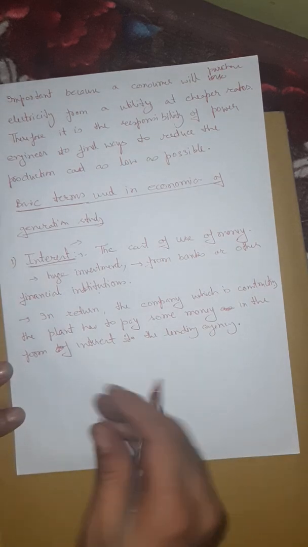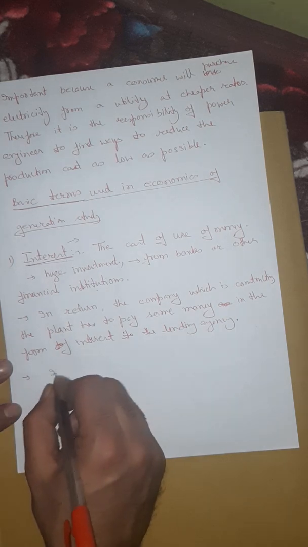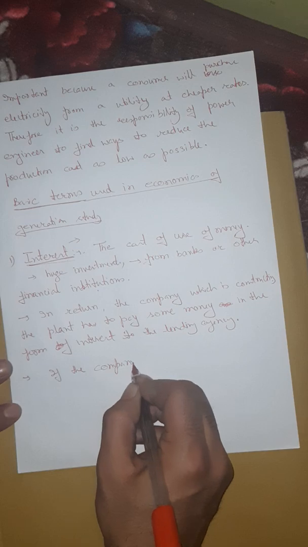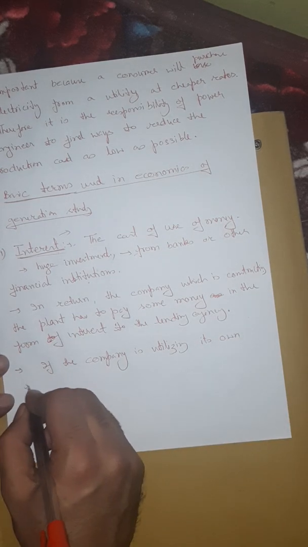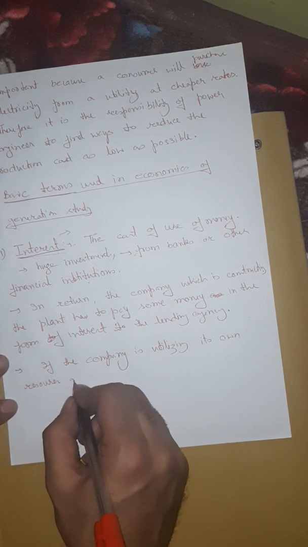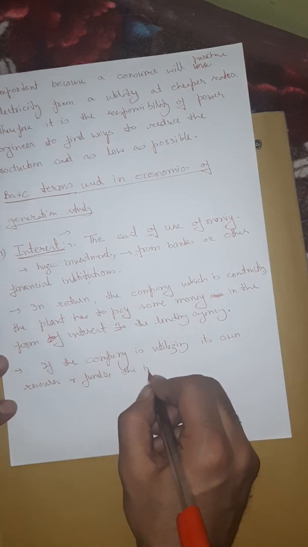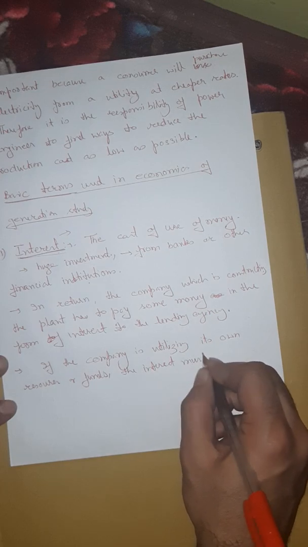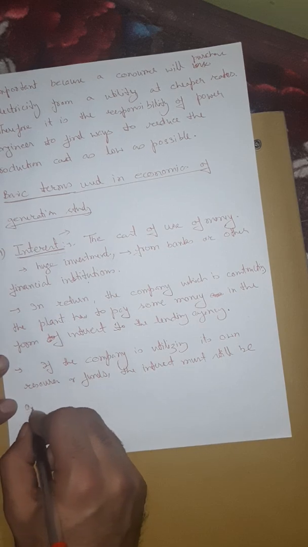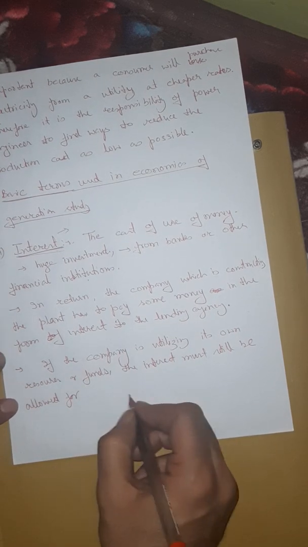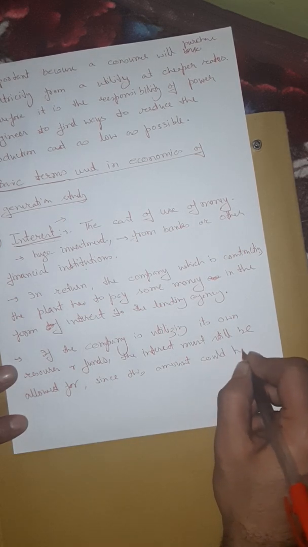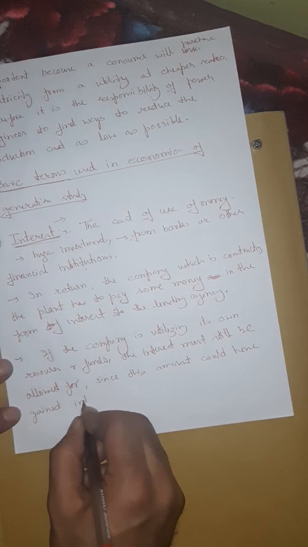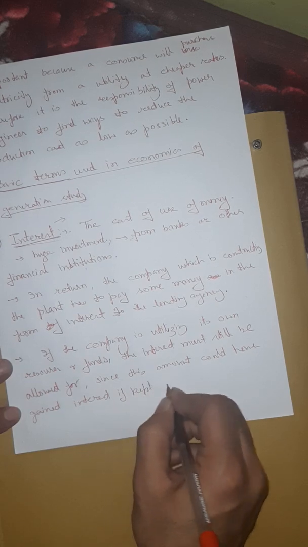So I am saying that if the company is utilizing its own resources or funds, the interest must still be allowed for, since this amount could have gained interest if kept in a bank deposit.